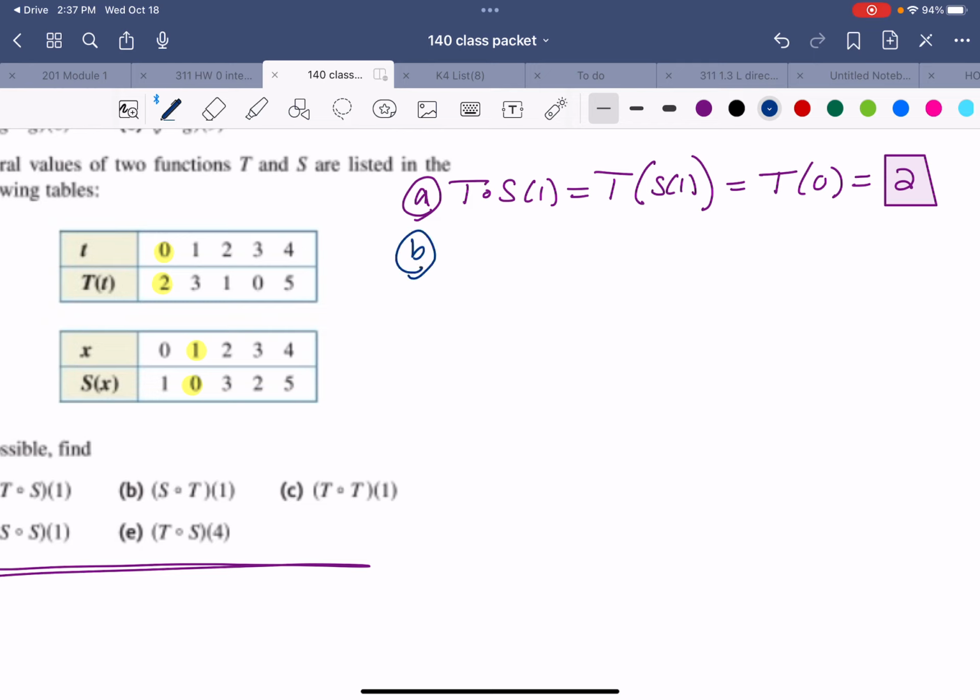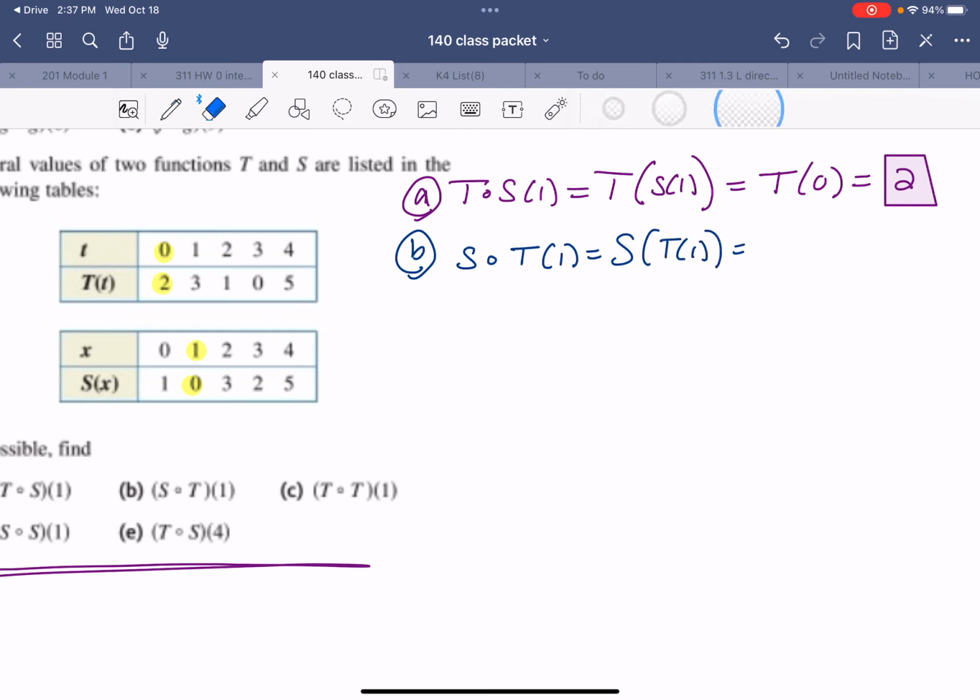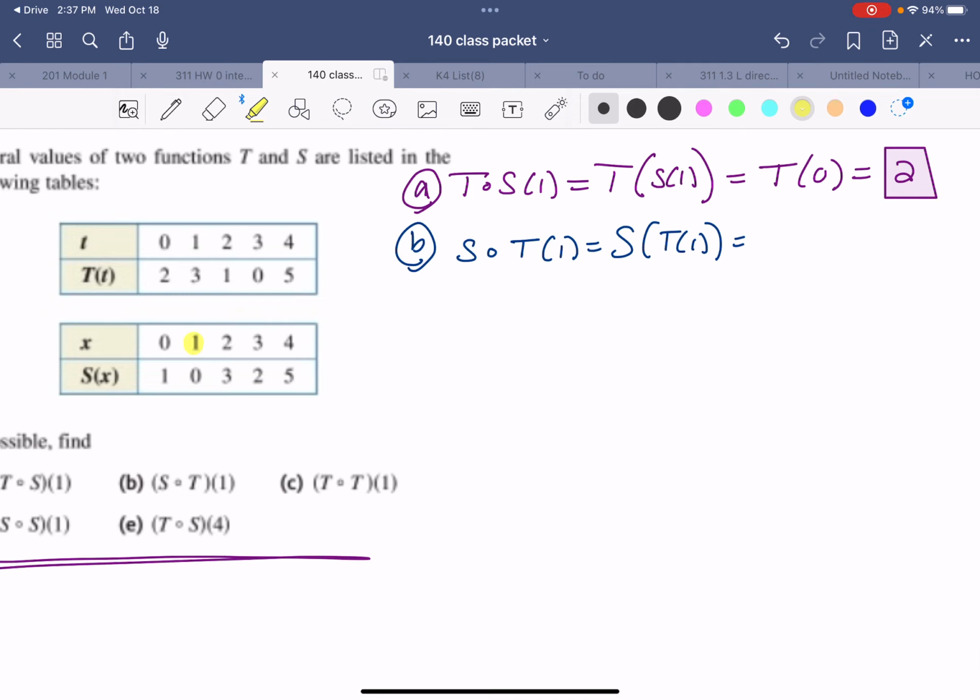For part B, we're going to flip the order. We want s composed with t of 1. So we want s of t of 1. So we're going to erase what we had and go again. This time we want t of 1 first. So my x value is 1, and so we're in the t chart. The x value is 1. The t value is 3. So this becomes s of 3. Then down here, we go to an x value of 3, and we find that the corresponding s value is 2.